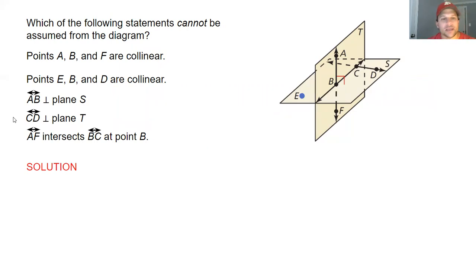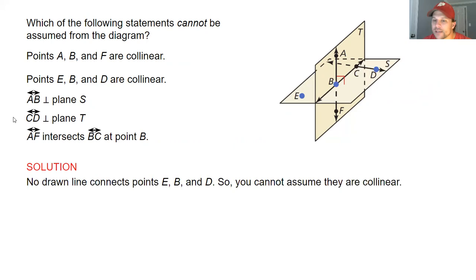Then we're going to move to the second one. Points E, B, and D are collinear. So we're going to, again, see if E, B, and D are on the same line. Since there is no drawn line that connects them, you cannot assume that they are collinear. They could just barely be off by the smallest of millimeters, and you cannot draw a line that connects all 3. And since it's not on the diagram, unlike the first example, where there is actually a line connecting them, don't assume anything about these diagrams.